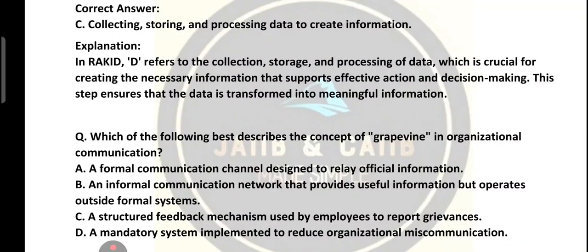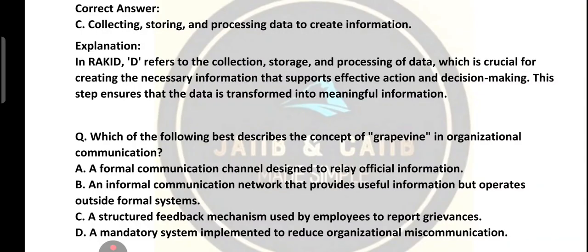Let me explain this with an example. Let's say two employees are chatting during a coffee break, right? One of them says, hey, I heard our department might get a new manager next month. That is called grapevine communication. It is not official, it is not announced formally, but it is informal information spreading through people talking.